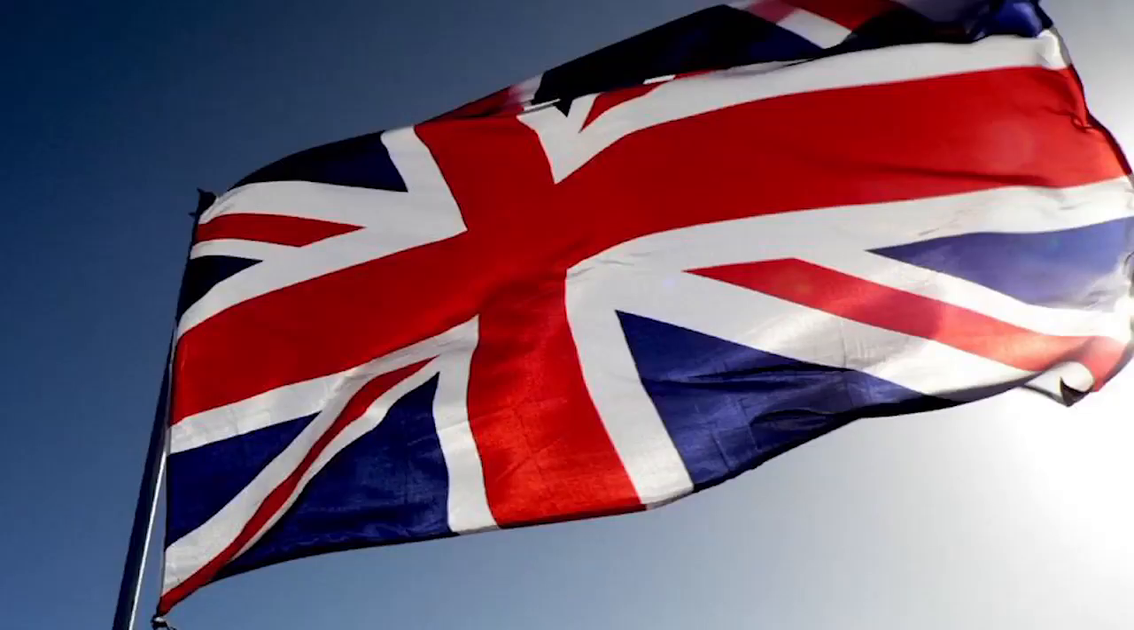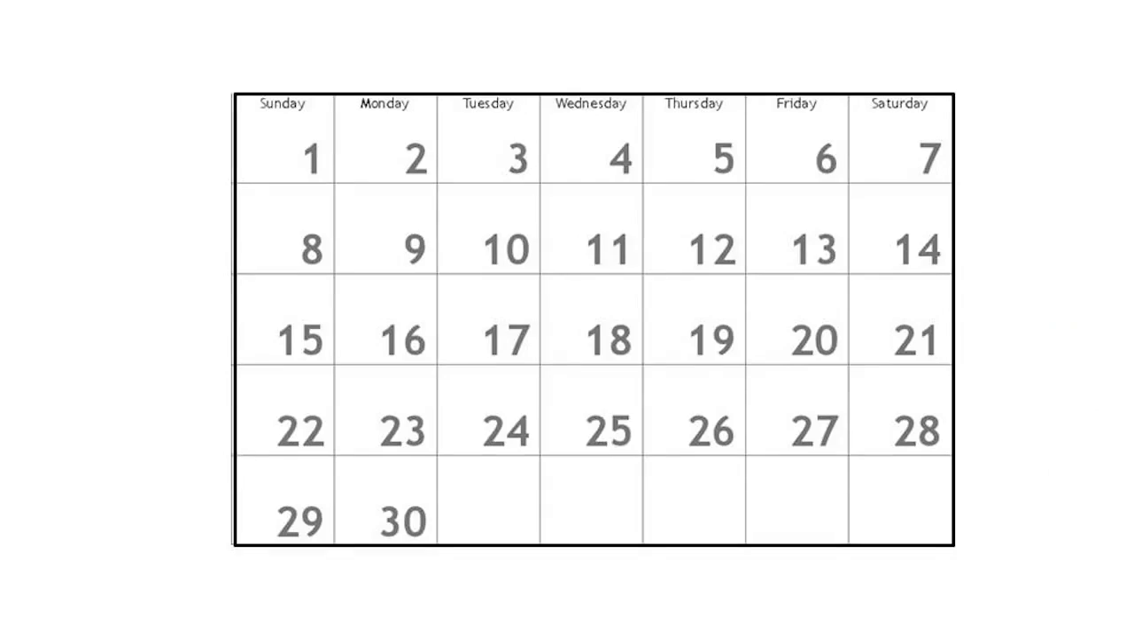Are there different colors in the British flag? Yes, there are different colors in the British flag. Are there 30 days in a week? No, there aren't 30 days in a week. There are 7 days in a week.